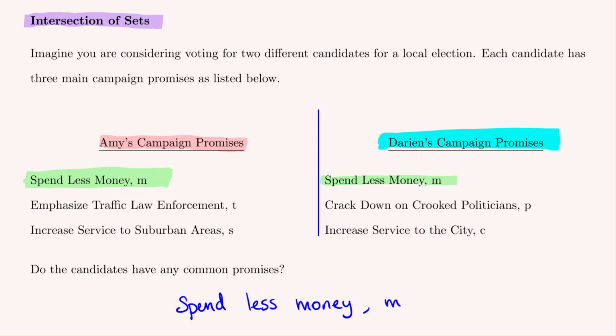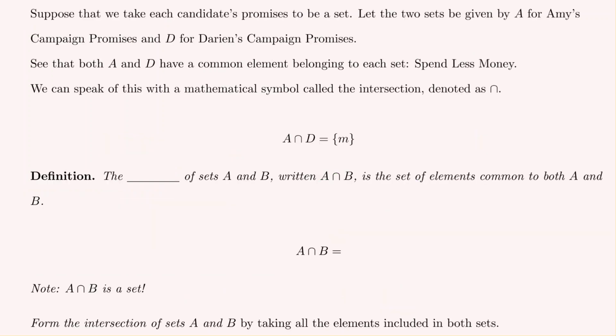But within these two sets, is there anything that they share in common? So if we took both candidates' promises to be a set, A could be the label for Amy's campaign promise, D for Darian's campaign promise. And we saw before that both A and D have a common element, spend less money.